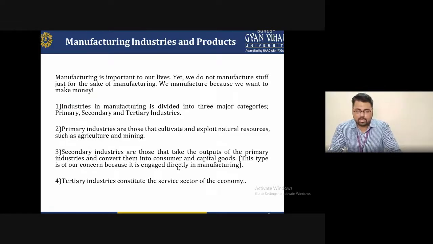Then third is the tertiary industry, which constitutes the service sector of the economy. The service sector is most important to the survival of the economy, the industry, and the product in the market. If your service is not satisfying to the customer and is poor, and customers do not give a good rating for your product, you will find that your product will not survive in the market for long, and it will be rejected by the customer.